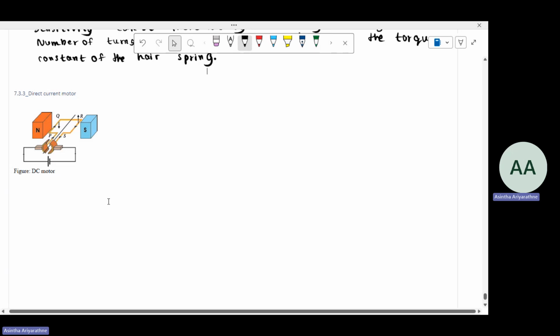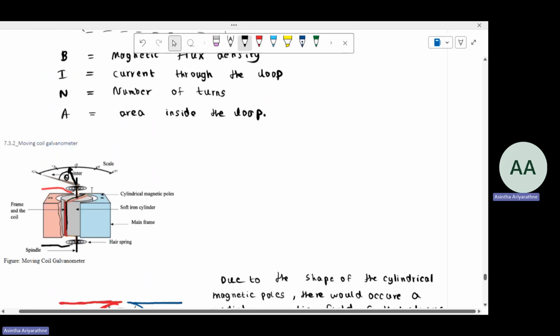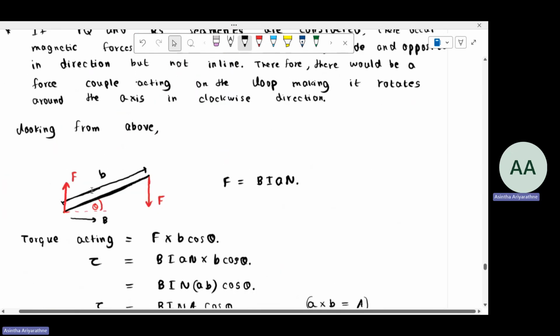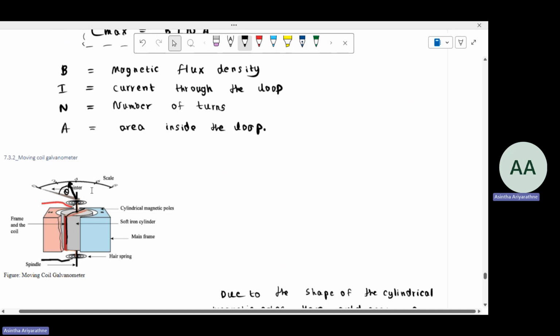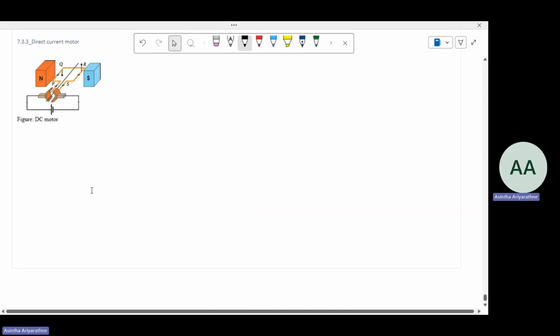Then the last apparatus, which is governed by the same principle, the torque acting on a current carrying loop, is the DC motor, the basic DC motor. Here the current carrying loop is called the armature of the motor, and this is called the commutator.